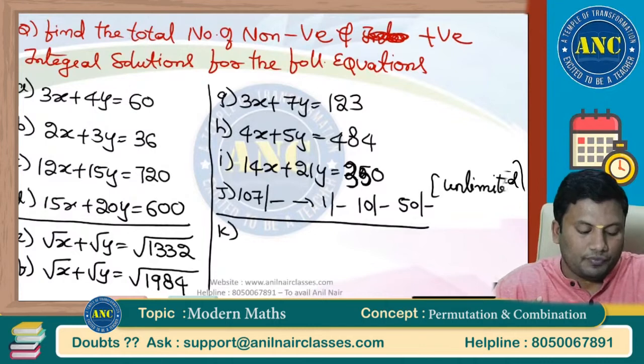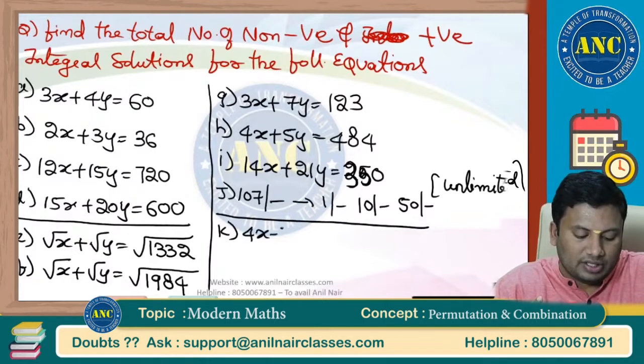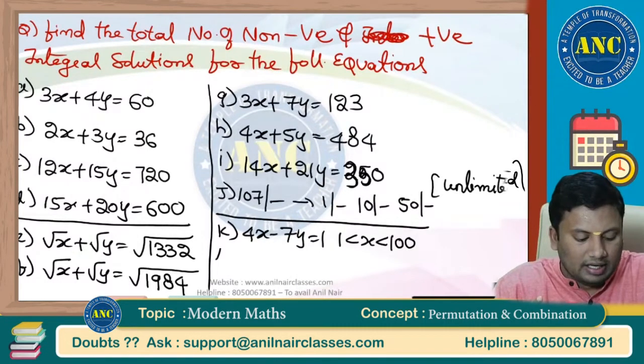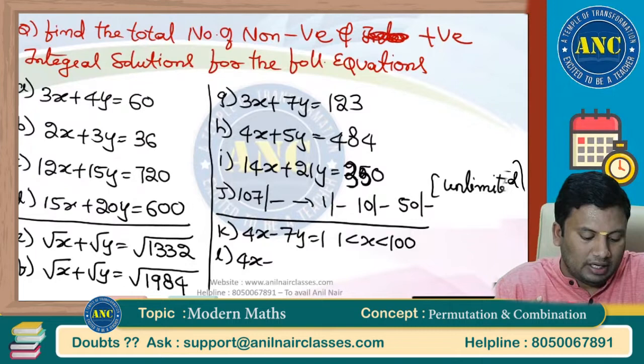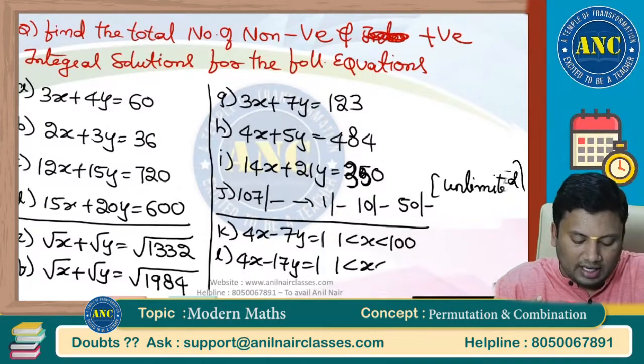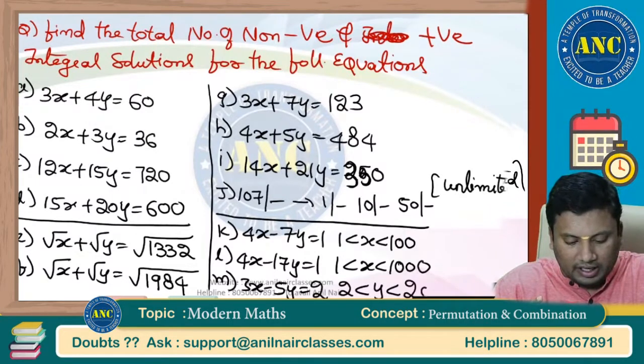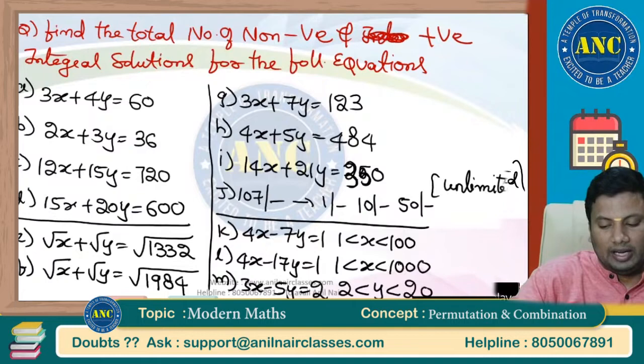K. 4x minus 7y equivalent to 1, with 1 less than x less than 100. L. 4x minus 17y equivalent to 1, with 1 less than x less than 1000. M. 3x minus 5y equivalent to 2, with 2 less than y less than 20.